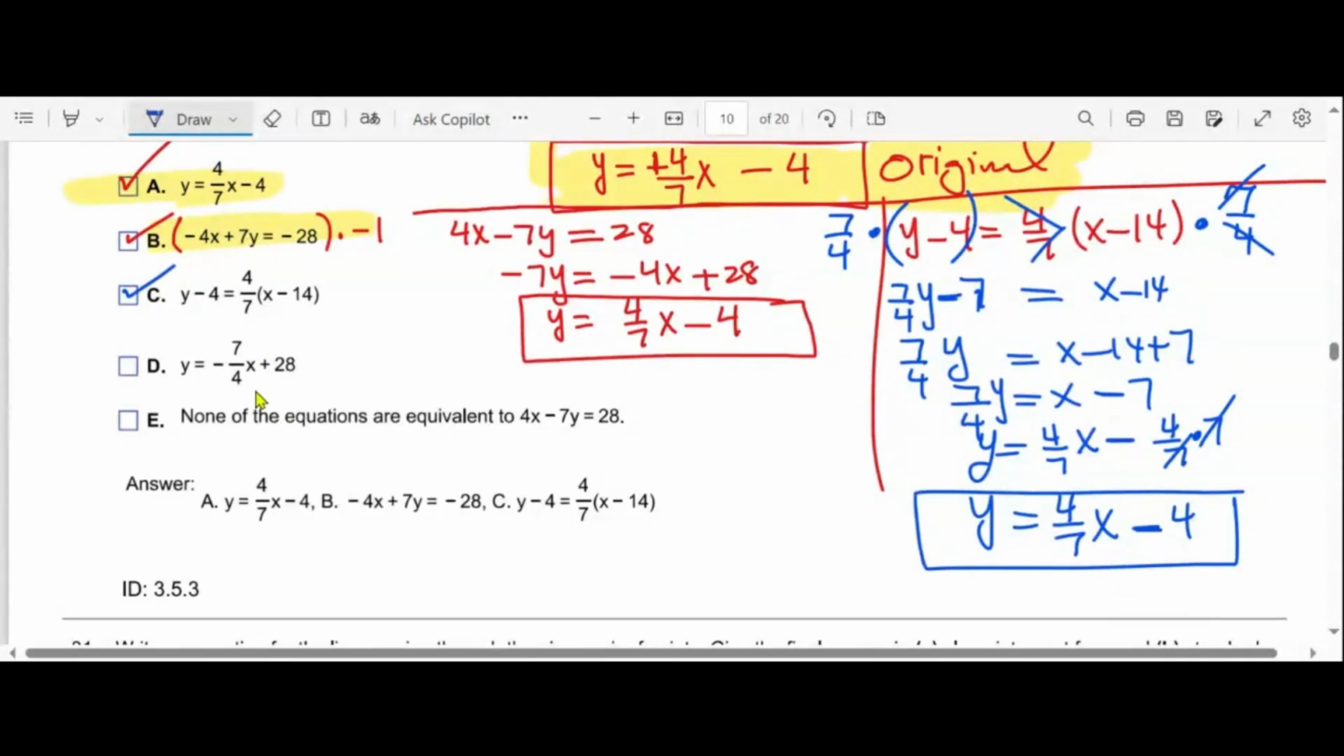What about this one? This is wrong. This is wrong. What about this? No. No. So the only solutions are A, B, and C. That's it. Clear?